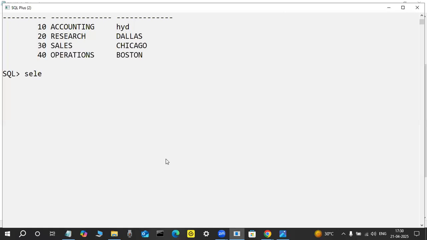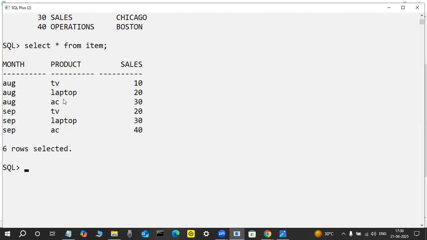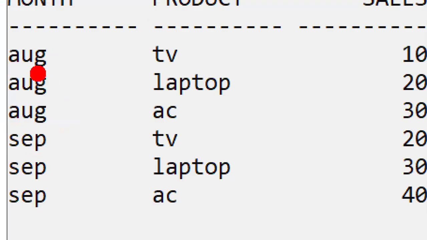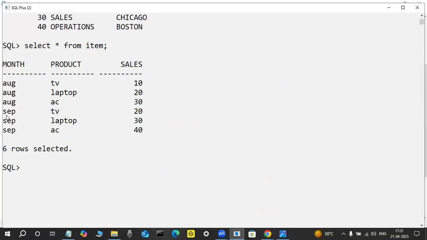Suppose in so many classes daily I interact with the students. In one of the classes, I am designing one table. This is on the sales project side. Select star from item, which is a table. Observe here. Here are the sales for the month of August: TVs, laptops, and ACs in one company. 10 TVs, 20 laptops, and 30 ACs are being sold. In September, the sales in that company of TVs, laptops, ACs are 20, 30, 40.